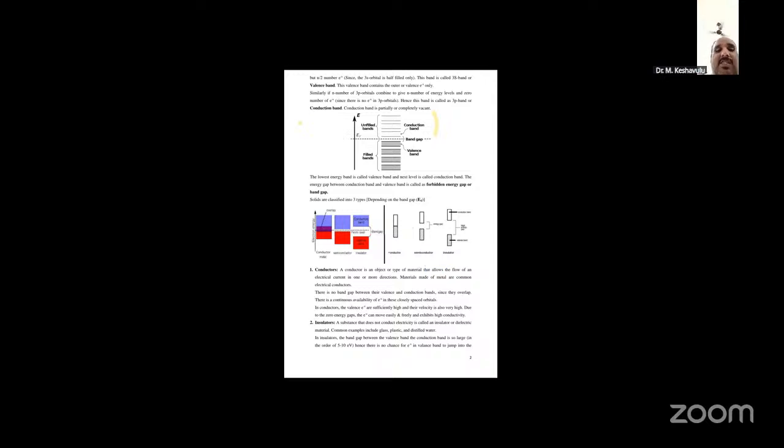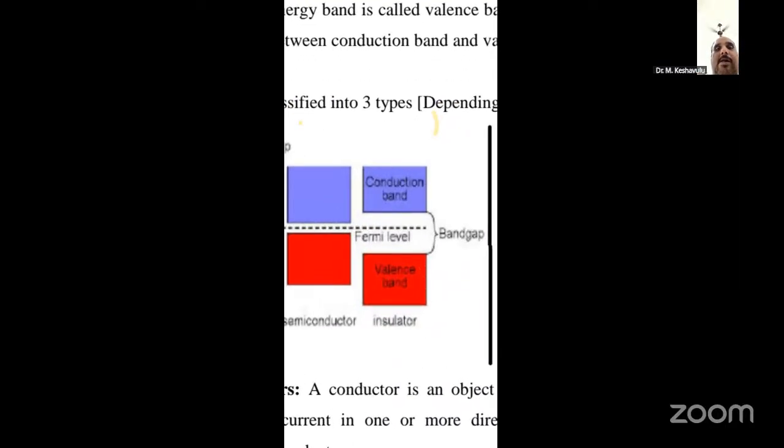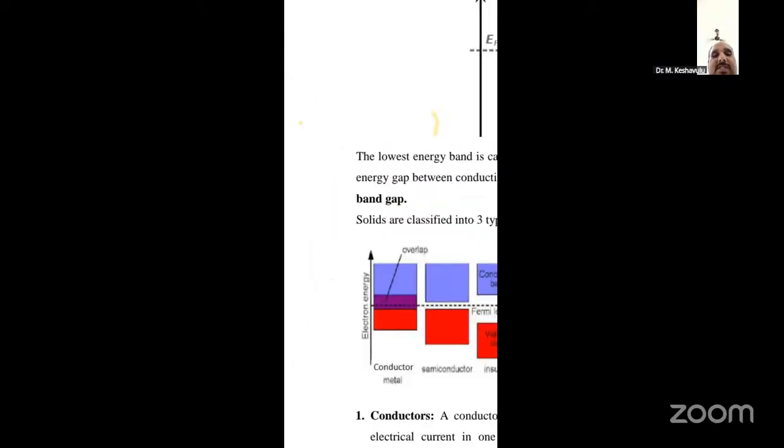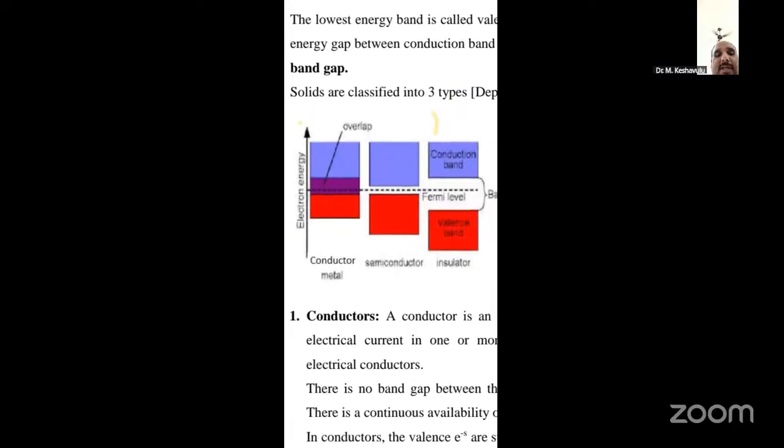Now, based on this nature, if you observe this diagram, there is some energy gap between the valence band and the conduction band. Sorry, the below one is the valence band, and the above one is the conduction band.